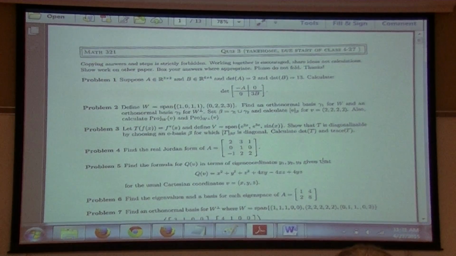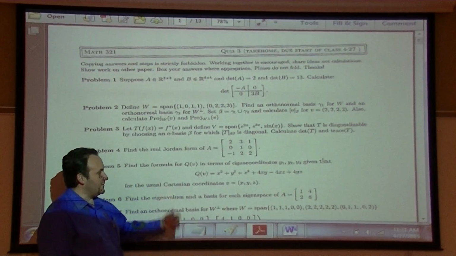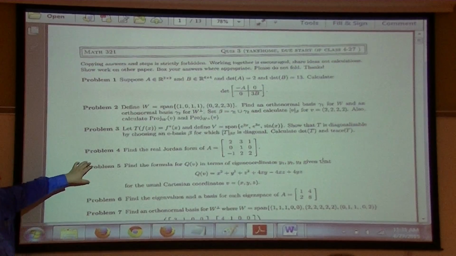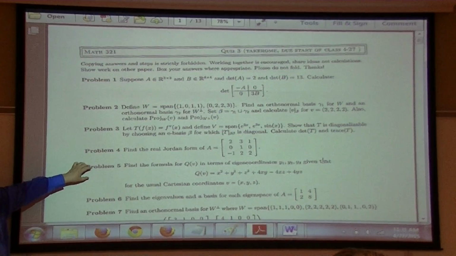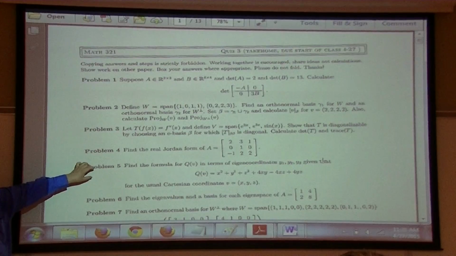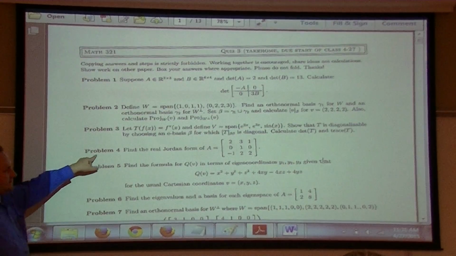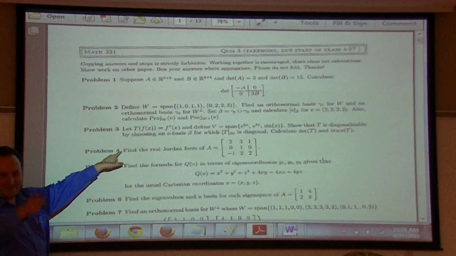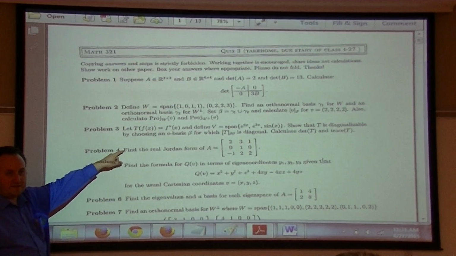As we look at these problems, one of the things I want you to notice is that sometimes I've asked a certain question. For example, in problem 5, I said, find the formula for Q of V in terms of eigenfunctions. How many people here worked problem 5 and found eigenvectors? Didn't need to. You can find the formula without finding a single eigenvector. Lame, but true. Or in problem 4, how many of you found a Jordan basis here? Didn't need to. Because you can find the real Jordan form just from looking at less data.